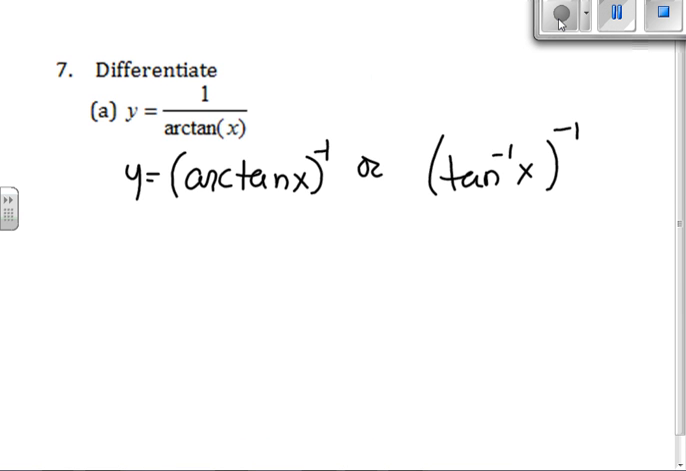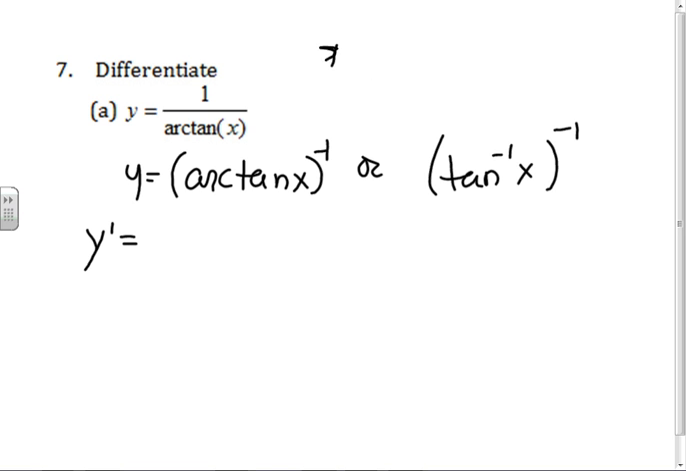Oh, you want to do this one? So y prime. I just put 1 in the numerator. 1 over arctan, okay, is negative 1 times arctan to the negative 2 times the derivative of the inside function, which is 1 over 1 plus x squared. Whoops, I forgot my x. If you do the quotient rule, that also works.